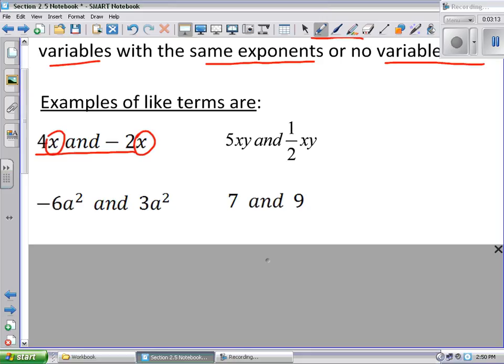Another example is 5xy and 1/2 xy. They have the same variable part. Negative 6a squared and 3a squared have the same variable part. They're like terms. And 7 and 9 are like terms.